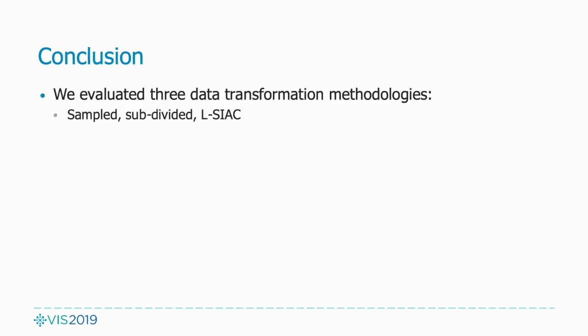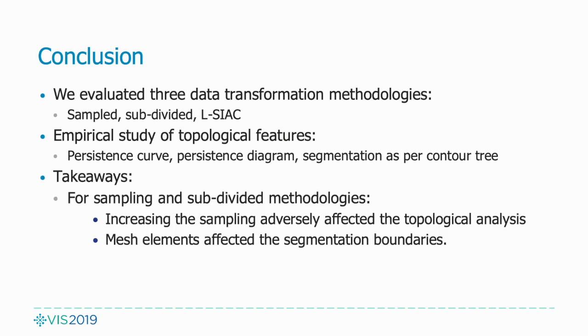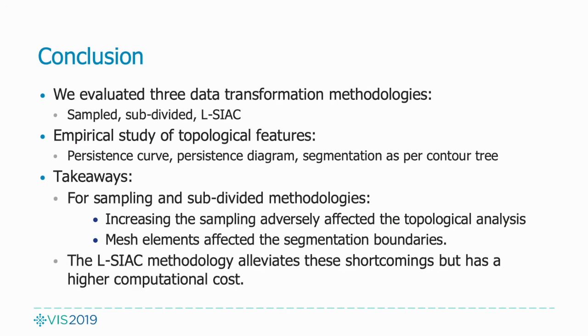In this work, we evaluated 3 data transformation methodologies. We did an empirical study on the topological features, using persistence diagrams, persistence curves, and segmentations. Some of the takeaways from these evaluations were that in the case of sampling and subdivided methodologies, increasing the sampling adversely affected the topological features. Mesh elements also affected the segmentation boundaries. The L-SIAC filter alleviates these shortcomings, but comes at a higher computational cost.